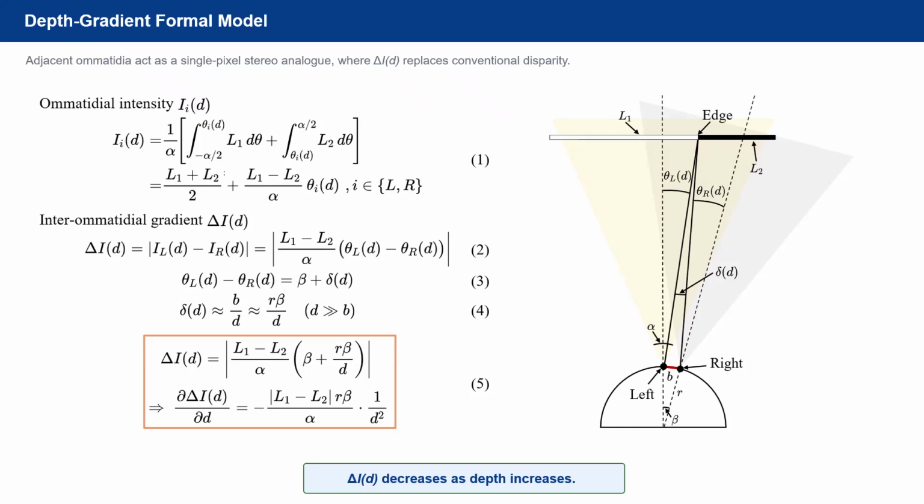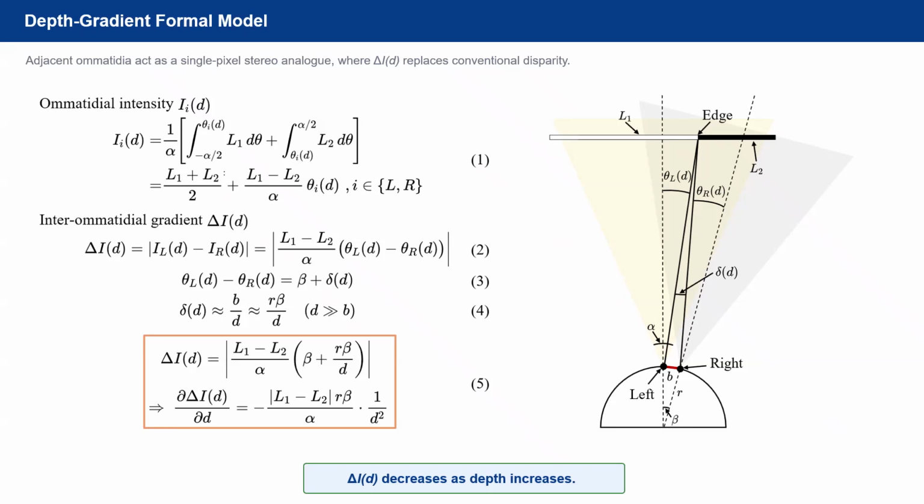Any pair of SCE ommatidia with overlapping fields of view can be treated as a single pixel stereo pair. Each ommatidium outputs one scalar intensity value, so conventional stereo disparity is replaced by the intensity difference between neighboring ommatidia, which we use as a depth cue. Because many neighboring pairs overlap across the SCE, the system behaves like a multi-view camera with adjustable baselines.